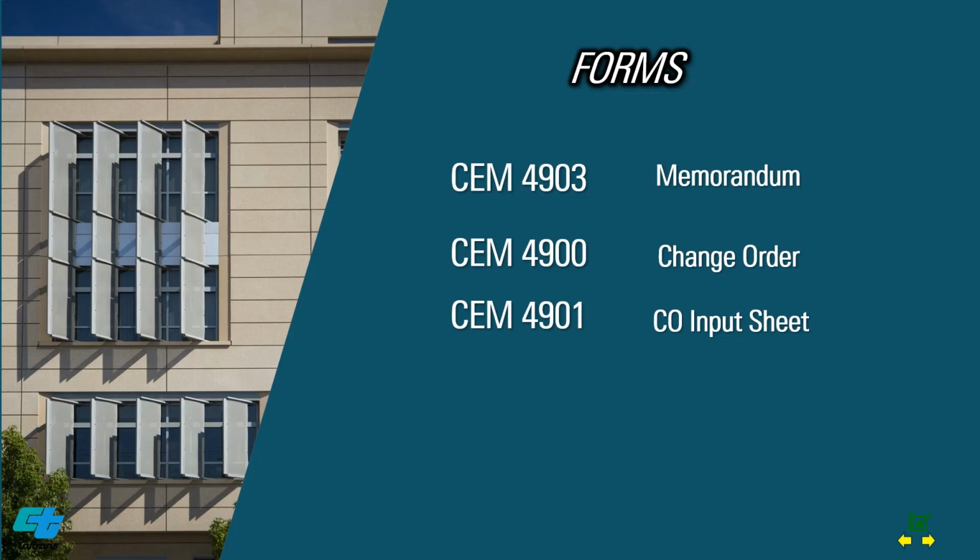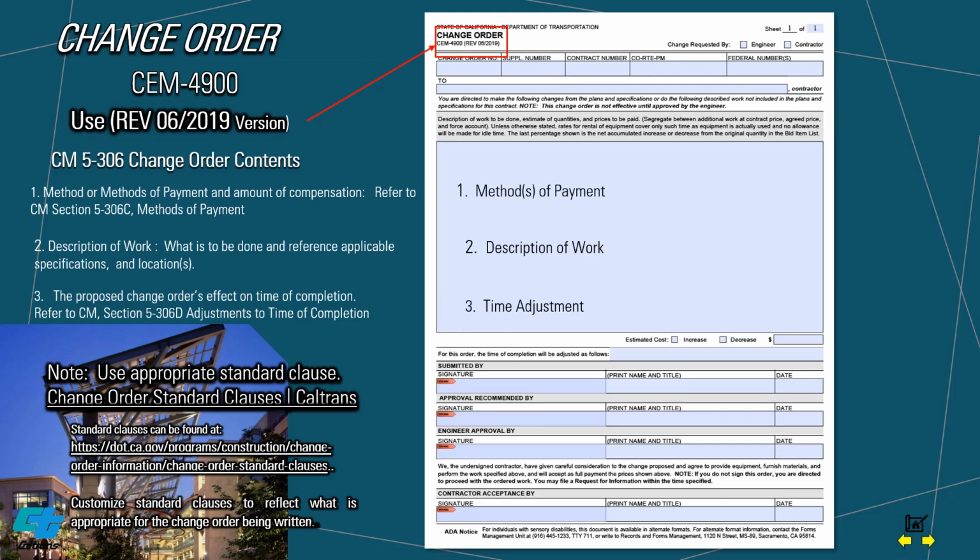There are three forms that are being used for change orders. 1. CEM 4903, which is the memorandum. 2. CEM 4900, which is the change order form. And 3. CEM 4901, which is the change order input sheet. Let's start with the change order form CEM 4903, or the change order form. Before we proceed, just a quick reminder to use the change order form revised in June 2019.